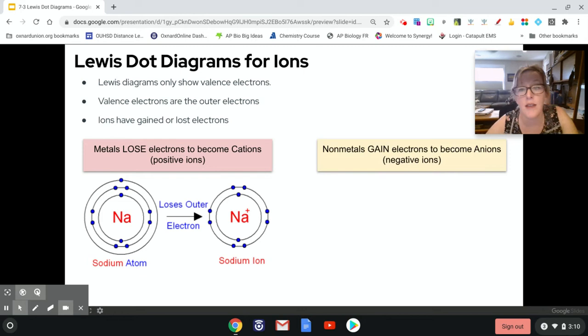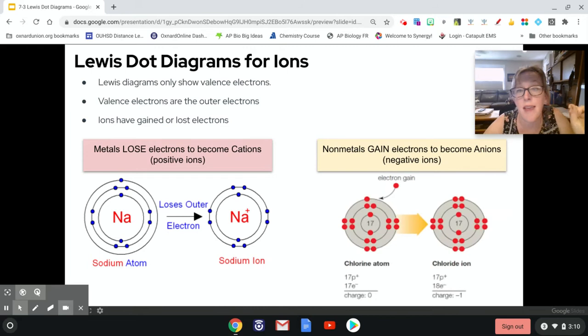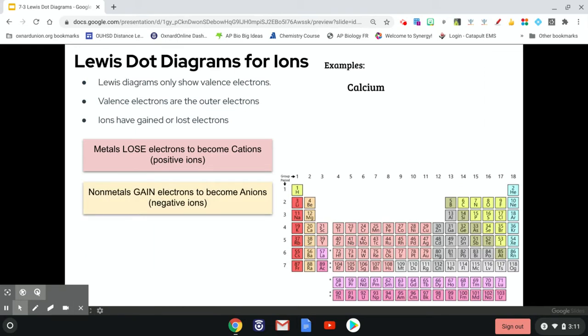Nonmetals, on the other hand, gain electrons. They have a stronger force of attraction between nucleus and valence electrons, so they gain electrons and become negative, like this chlorine atom. So the chlorine originally had 17 protons, equaling 17 electrons, but notice it gains one more to have a full outer valence shell, which means now it has 18 electrons, giving it an overall -1 charge. We need that information in order to properly draw the Lewis diagram.